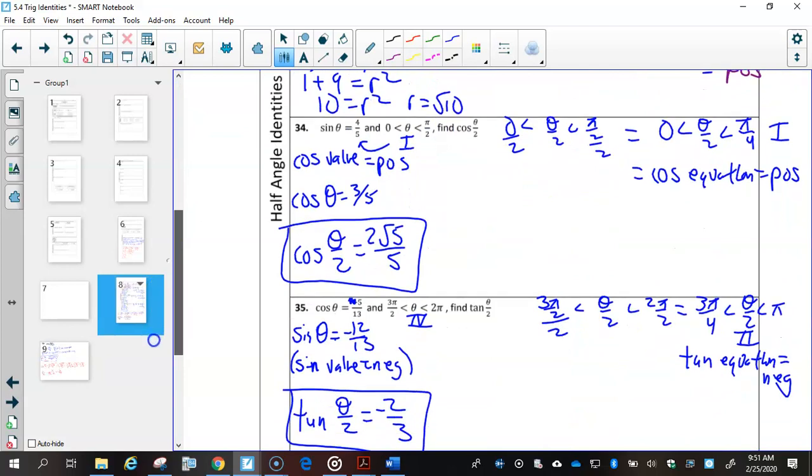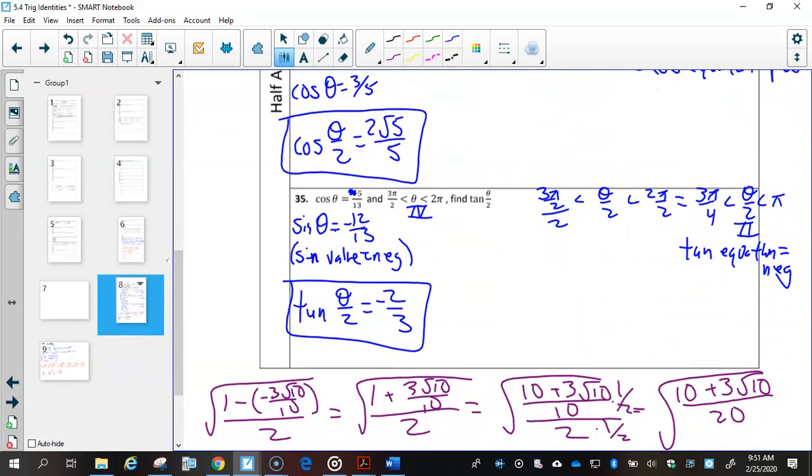The last one was negative 2/3. Questions on that one? I will say I did each way and got the same thing for each one, for this one. Sometimes that happens, sometimes it doesn't.